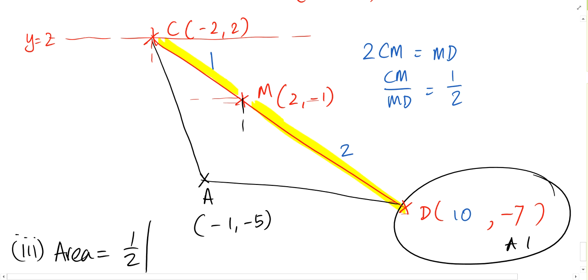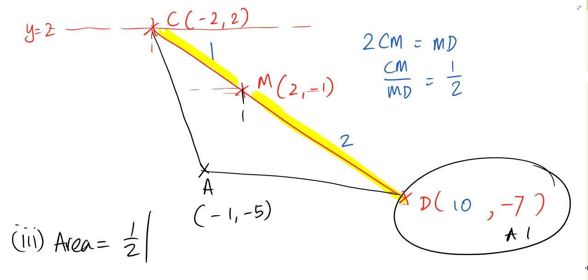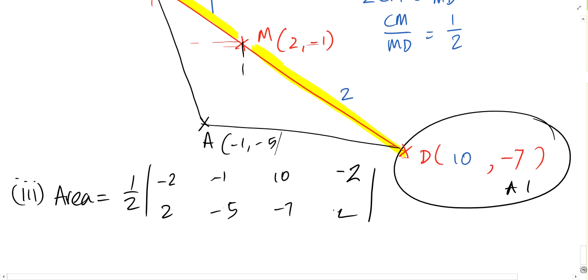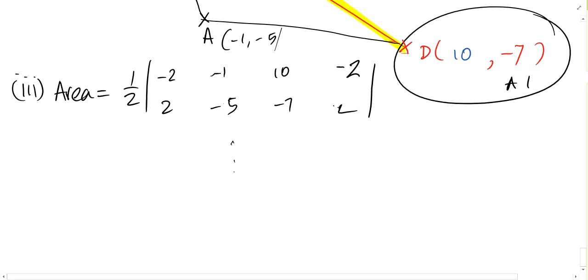So area equals to half, vertical line. Choose any point you like as the start. -2 and 2. Go anti-clockwise. -1, -5. So -1, -5. Then 10, -7. -2. Followed by 2 again. Carry on with the working and obtain the answer as, what is the answer?